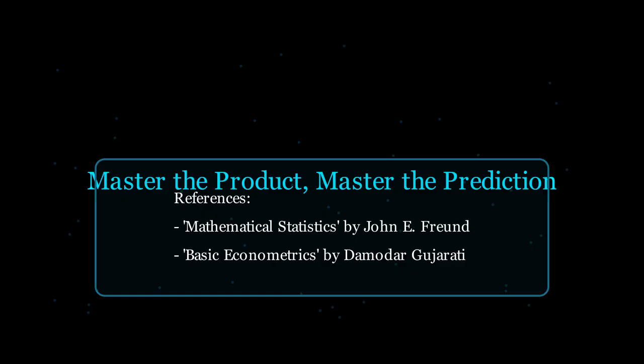In summary, the simple multiplication rule is a powerful tool for calculating the intersection of independent risks and opportunities. Whether you are calculating the reliability of a SpaceX rocket or the odds of a winning parlay in sports betting, independence is your starting point. Master the product, and you master the prediction.